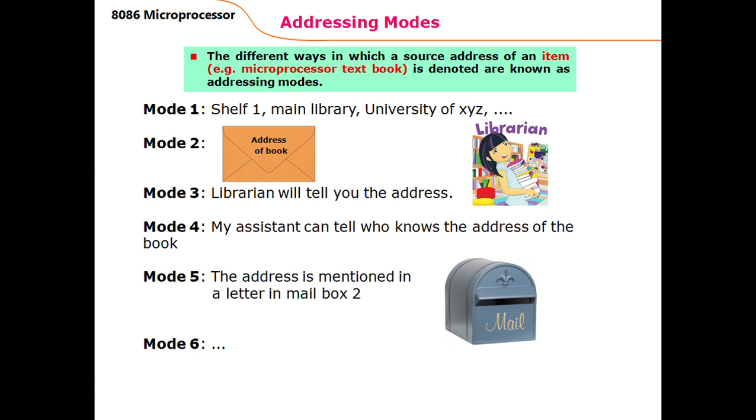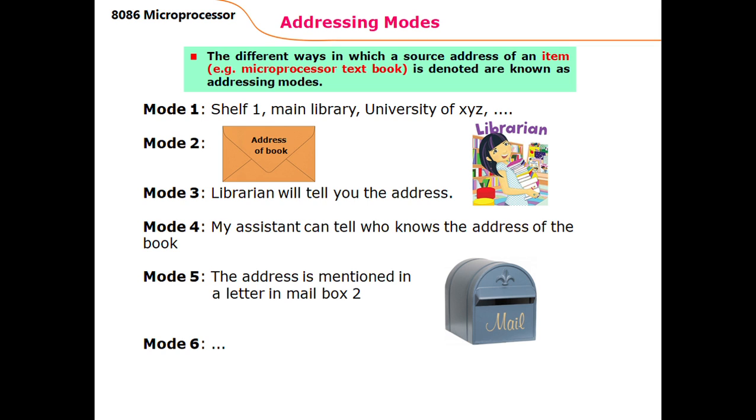But before going into different addressing modes, let me give you an analogy to understand what the addressing modes are in a computer or in a microprocessor instruction. Let's suppose we have to find a textbook or an item. Let's suppose that textbook is the microprocessor textbook, and one has to tell the address of that book. The address of the book can be represented or told or identified in different ways.